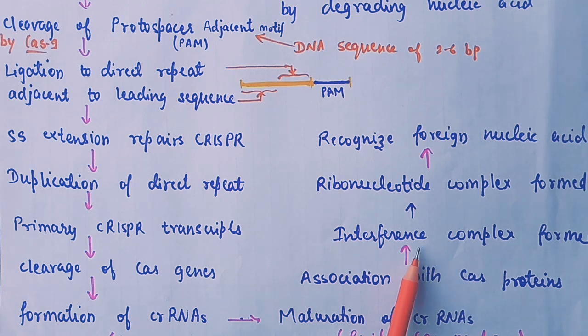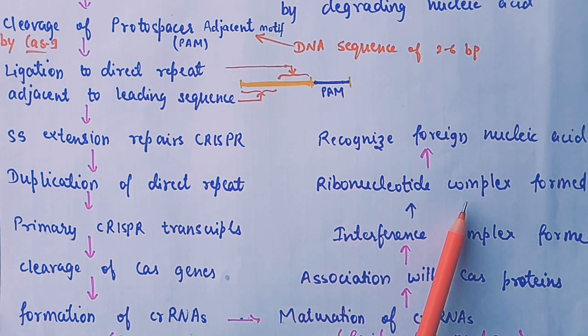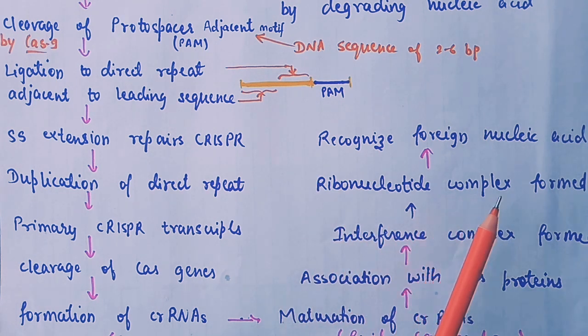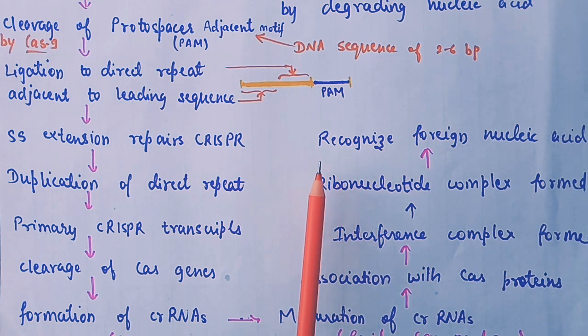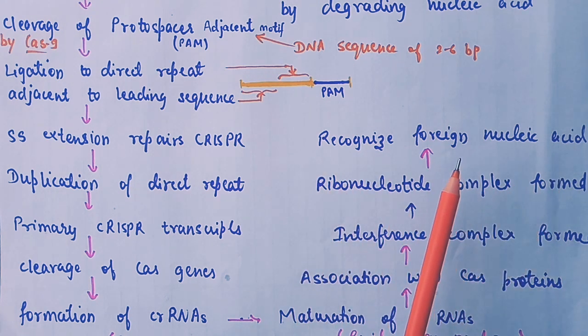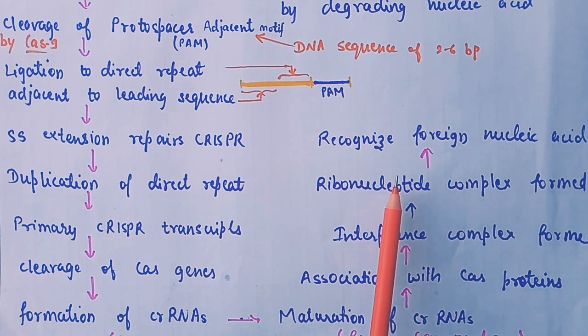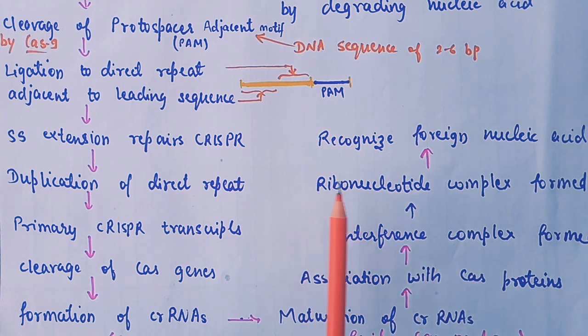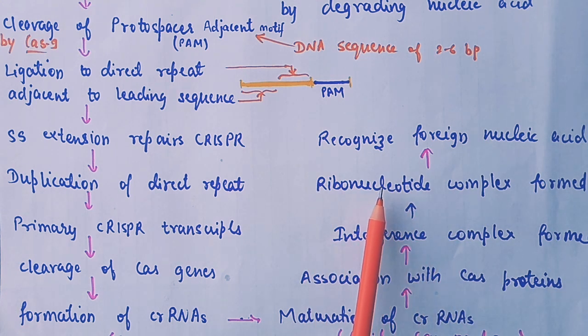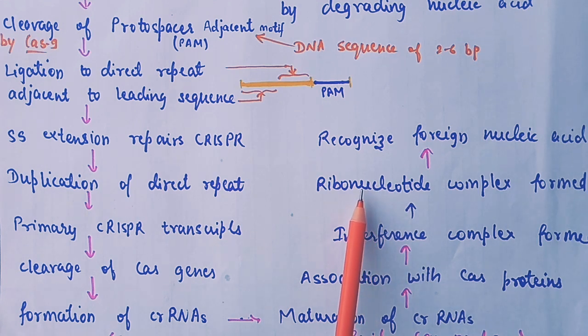This interference complex is a ribonucleoprotein complex. This ribonucleoprotein complex is actually responsible to recognize the foreign nucleic acid as well as isolate it and destroy it, and provide acquired immunity to the specific prokaryote. And this is used by us in order to modify, maintain, diagnose and treat antivirals, that is, viral infections.